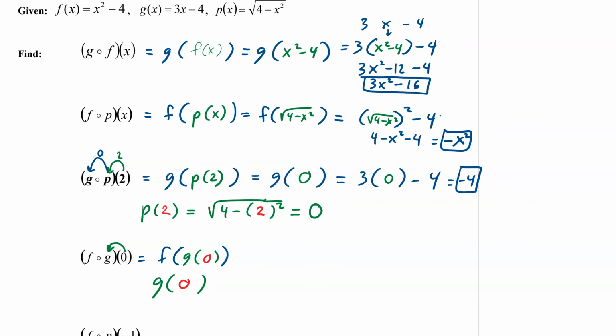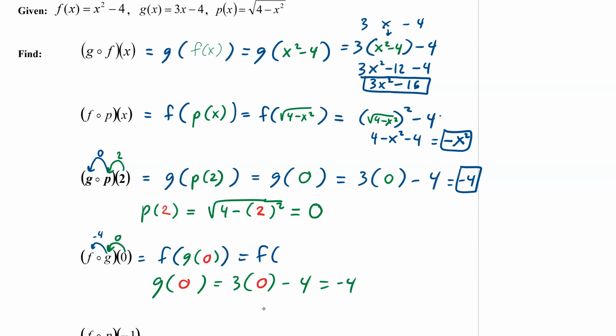Okay, so our g of x is 3x minus 4. That would become 3 parentheses minus 4. We substitute the 0, and it gives us negative 4. So plugging in the 0 gave us negative 4.